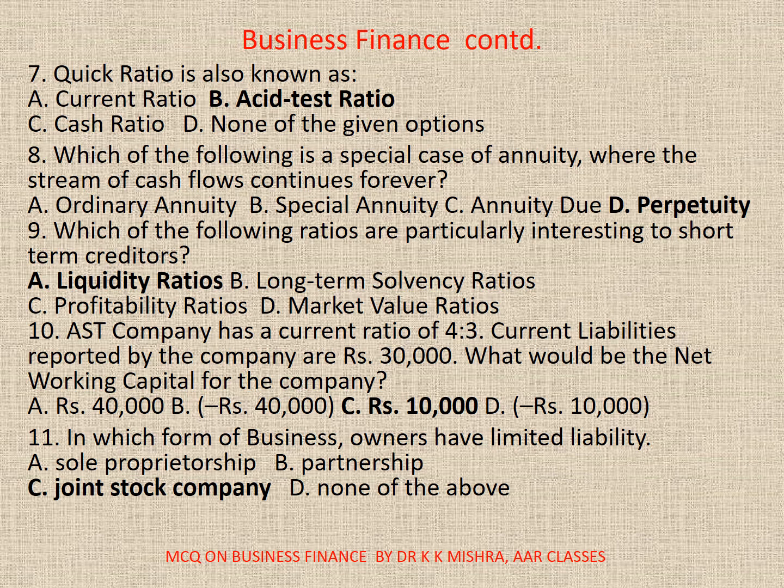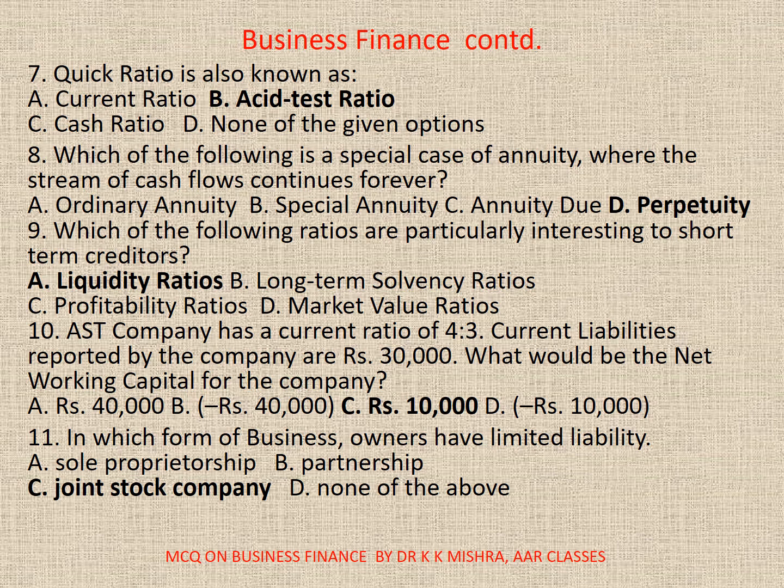Actually, you know that current ratio is equal to current assets upon current liabilities. Mind it that ratio is given 4:3. If you presume current assets to be X, then 4:3 is equal to X upon 30,000. If 1/3 of 100% is 30,000, then obviously if you apply, you will find it to be 10,000.